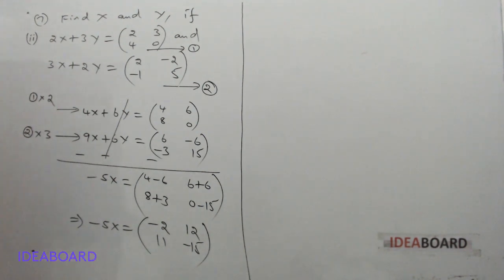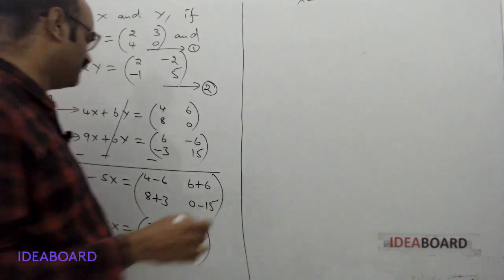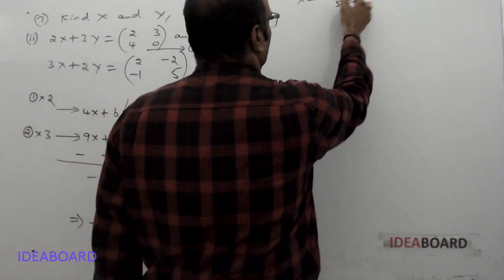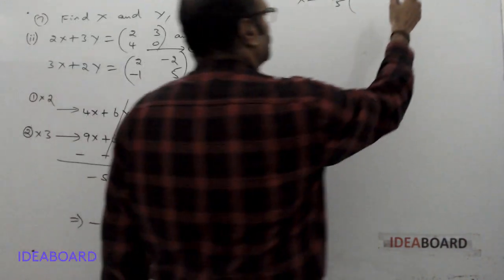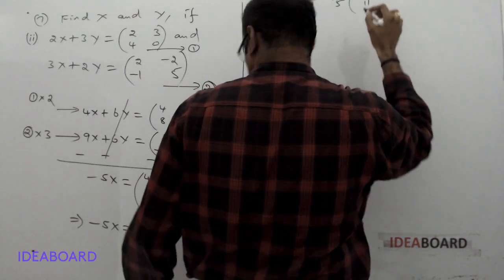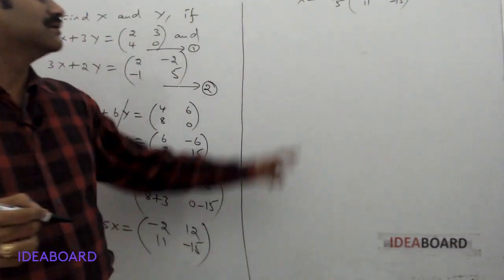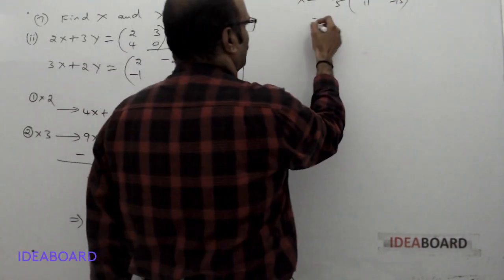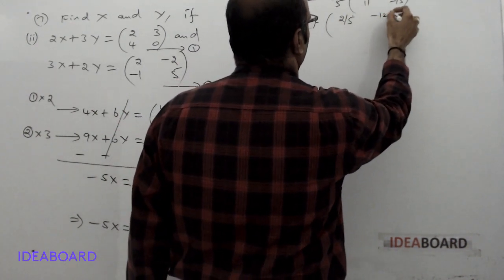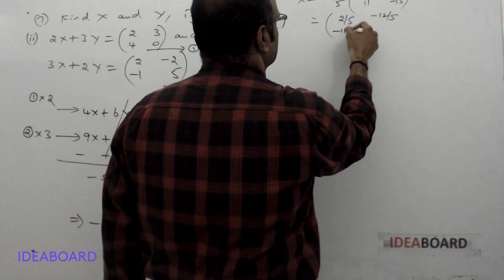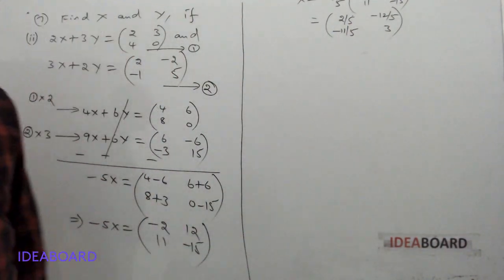Now here x equal to minus 1 by 5 into minus 2, 12, 11, minus 15. This is the matrix we are getting. Now here if you multiply by minus 1 by 5, we get 2 by 5, minus 12 by 5, minus 11 by 5, 3. This is the matrix X.